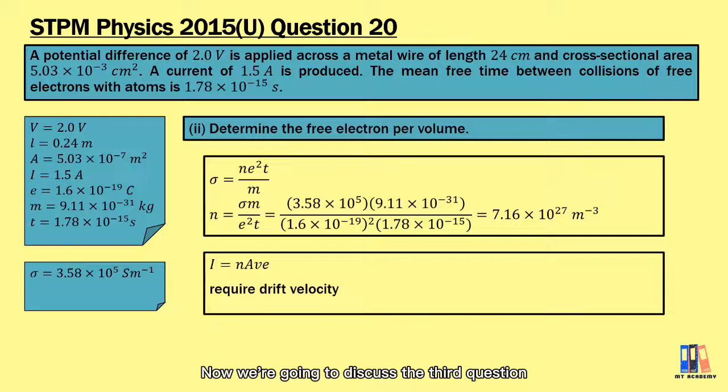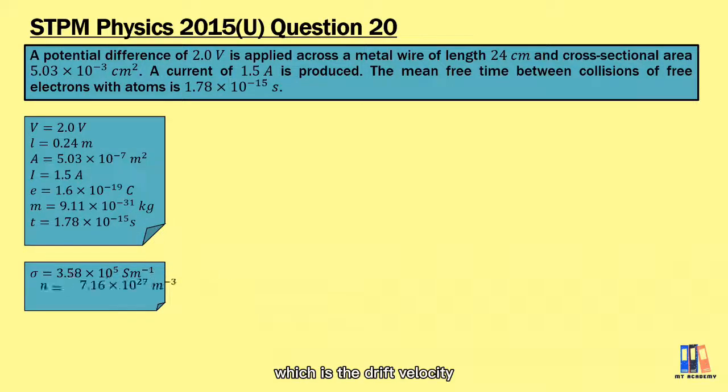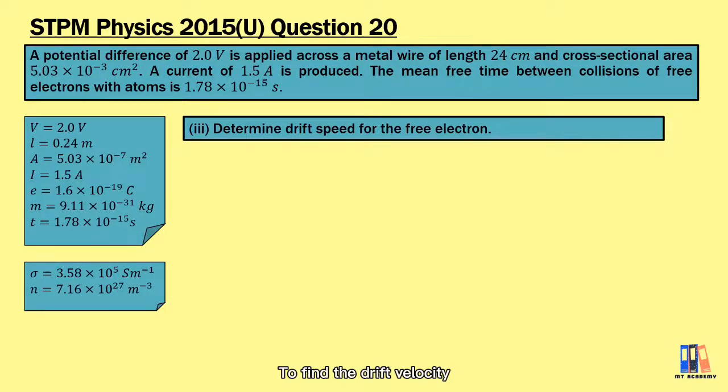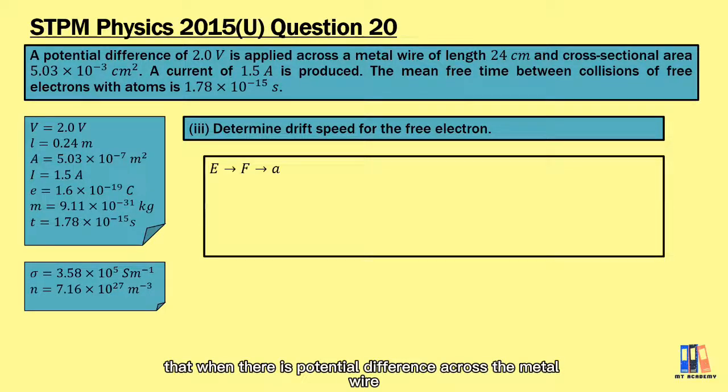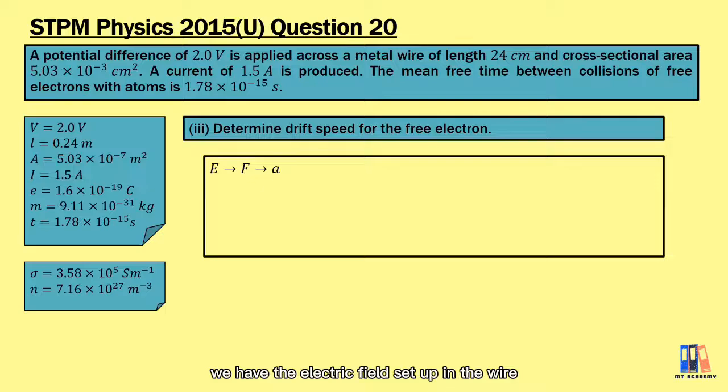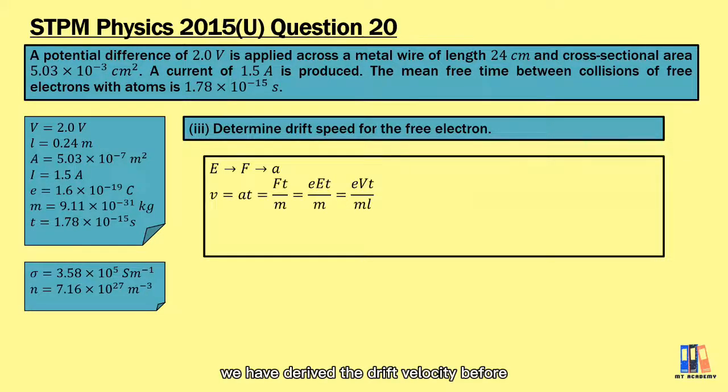So now we're going to discuss the third question, which is the drift velocity. To find out the drift velocity, we can refer to the mechanism of electric conduction that I've discussed in the roadmap, that when there is potential difference across the metal wire, we have the electric field set up in the wire that exerts electrostatic force on electrons and causes the electrons to accelerate. In this scenario, we have derived the drift velocity as eEt over m before, and we could substitute the E as the voltage divided by the length of the wire.